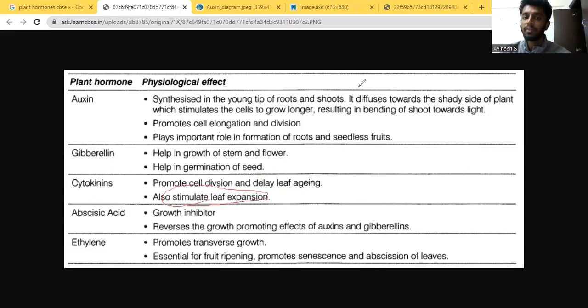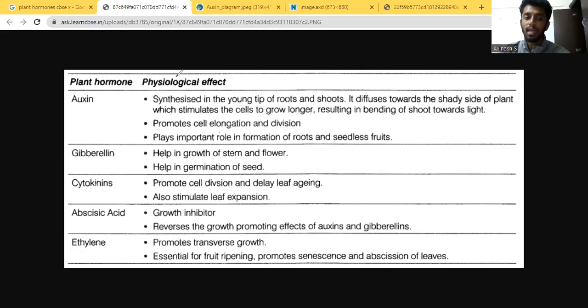For example, if the leaf is in this shape, to expand the leaf and create it as if it has more surface area, that is the function of cytokinin. And these are very, very important. Let us look at ethylene, and I'll come back to abscisic acid at the end.